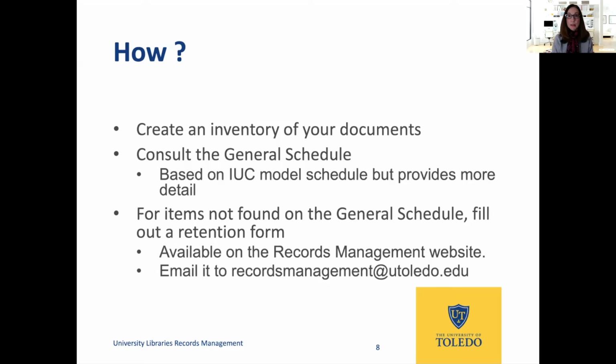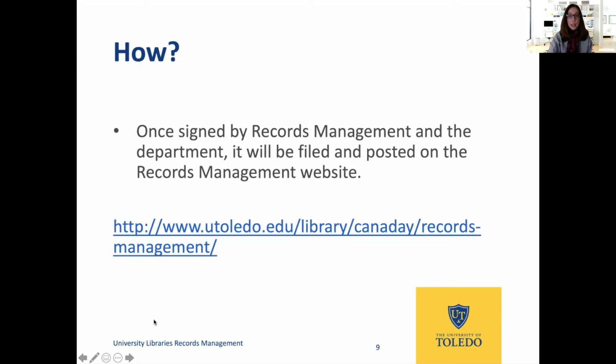Or you can just come up with something and email it to recordsmanagement@utoledo.edu. It's just important that you have it. Once it's approved, it will be filed and posted on the records management site. And that site is located here, off the Kennedy Center. An easy way to find it is to go to the university's webpage and do a search for records management, and it'll come up as your first hit.